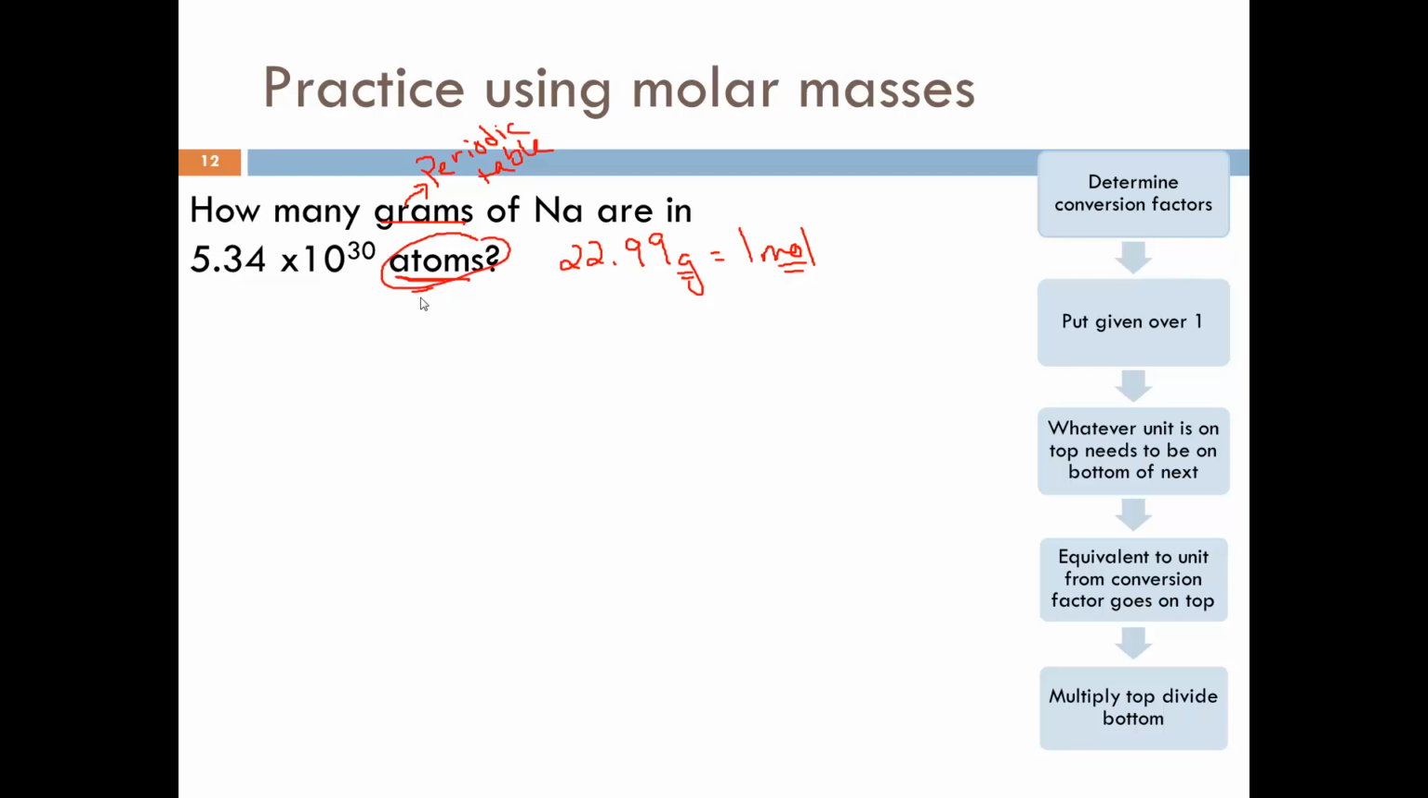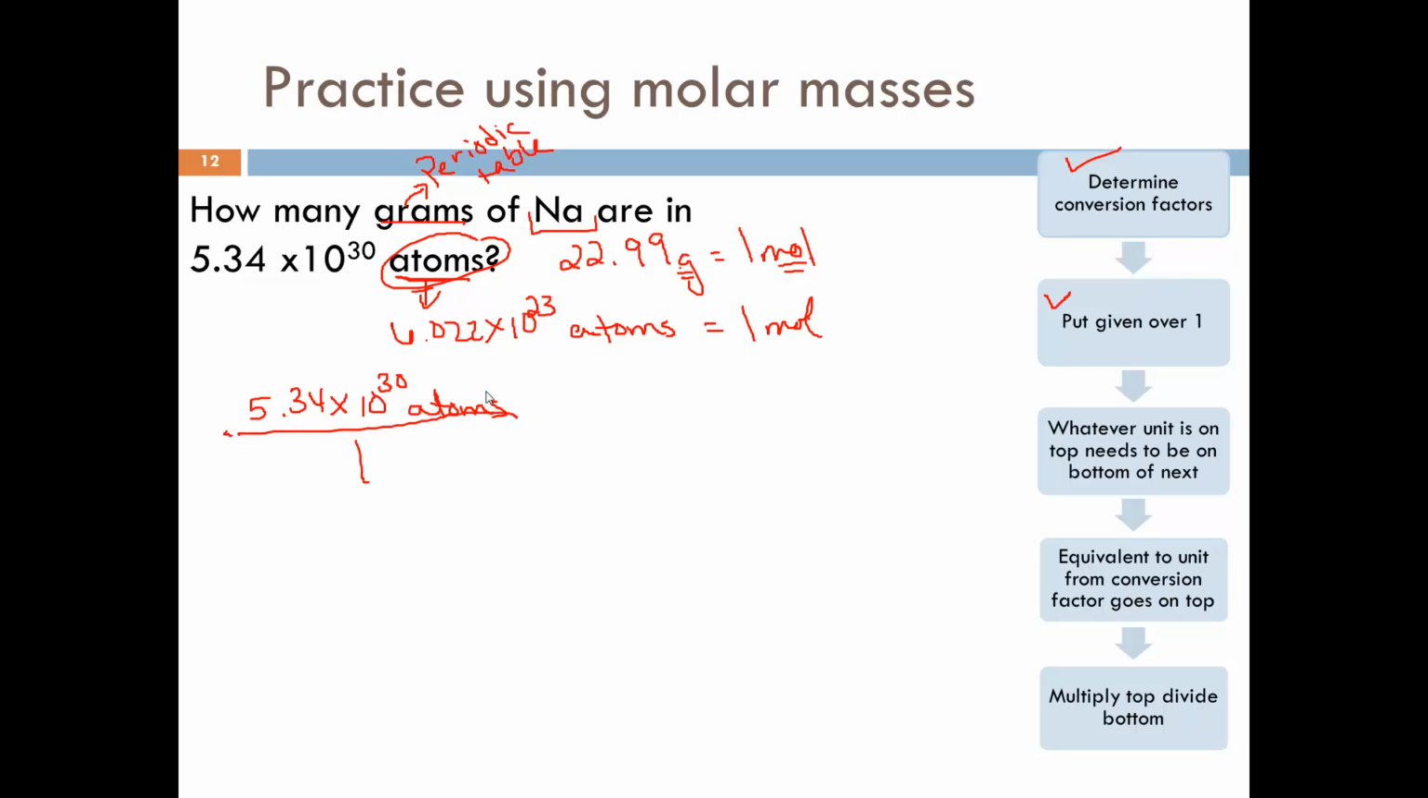We're going to use 6.022 times 10 to the 23rd. And A is an atom, so I don't have to worry about converting it from molecules to atoms or anything like that. Okay, so now we can go from atoms to moles, then moles to grams. We have our conversion factors. Now we're going to put our starting number over 1. We have atoms on top, put atoms on the bottom of the next one.